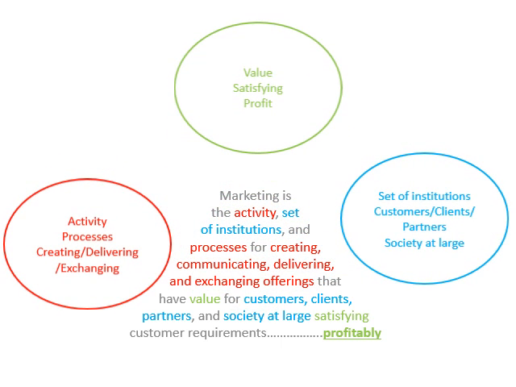So if you look at the different colors separated out into their bubbles, you've got in one group the activity processes of creating, delivering, and exchanging. You've got concepts of value, satisfaction, and profit. And then you've got the idea of the structures that create this, the set of institutions, and then the stakeholders, the customers, clients, partners, and indeed society at large.